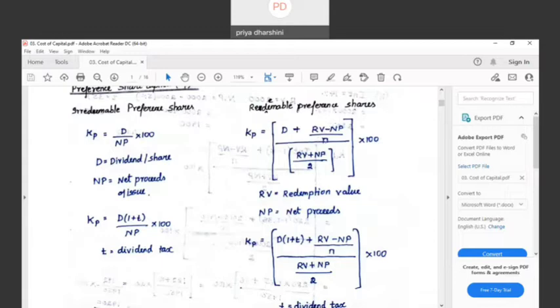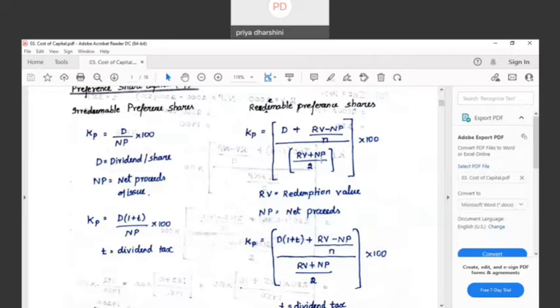Which means how much is the payment for 1 year? It will be divided by N, which is the life of the preference share capital, right? Because it is redeemable. Suppose they say 10 years. 10 rupees is the extra money which I am going to pay apart from dividend, but I am going to pay it only once, which means that 10 rupees is spread over a period of 10 years. Which means it is 1 rupee in excess paid every year. So it is D plus (RV minus NP) divided by N, the whole divided by the average of proceeds.